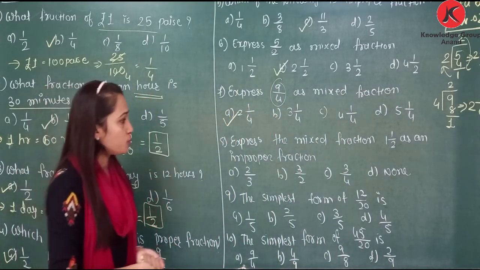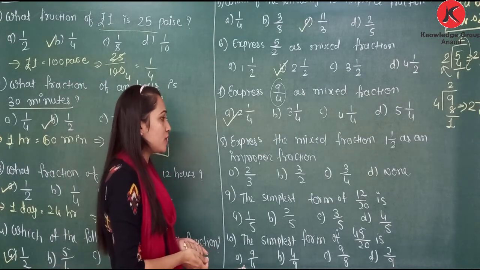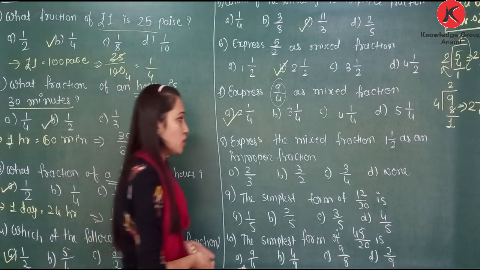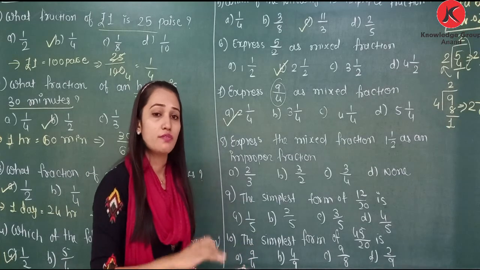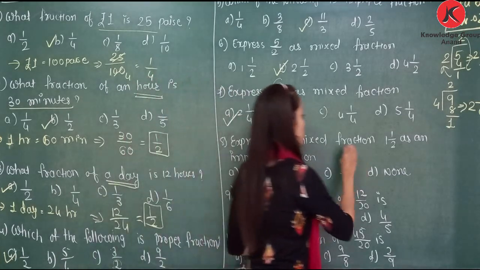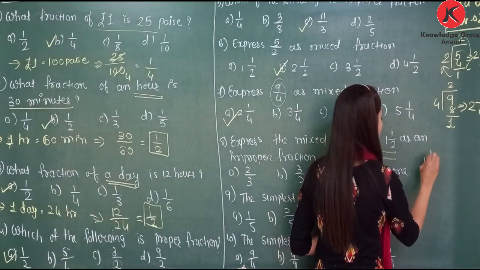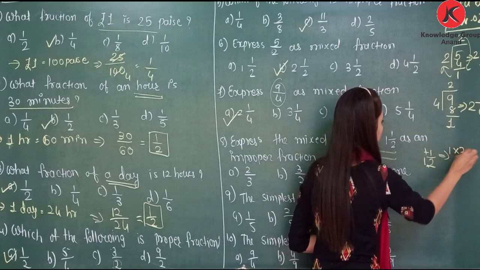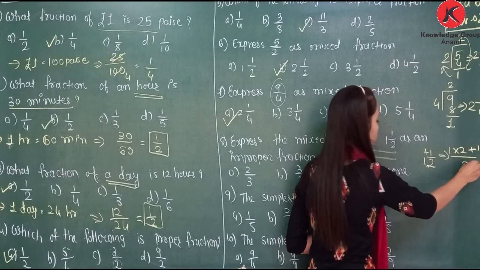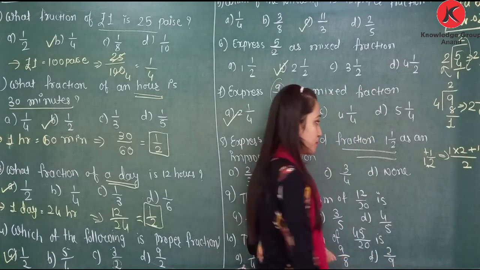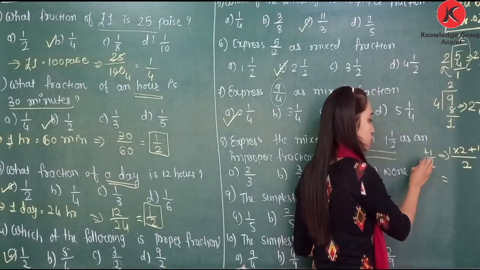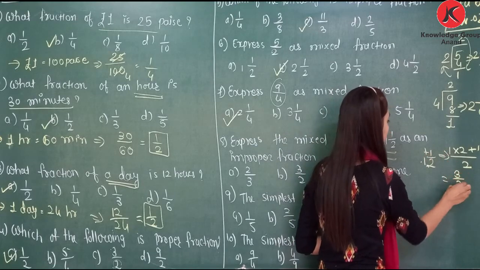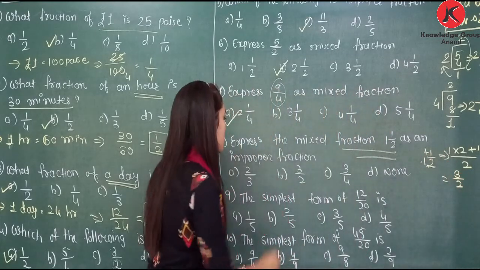Next, express the mixed fraction 1 1 by 2 as an improper fraction. Also we learned the conversion of mixed fraction to improper. So here 1 1 by 2 is there. Multiply the whole number by the denominator: 1 multiply 2 plus 1, divided by 2. The denominator remains the same. So 1 2s are 2 plus 1, 3 by 2. So the answer is B.